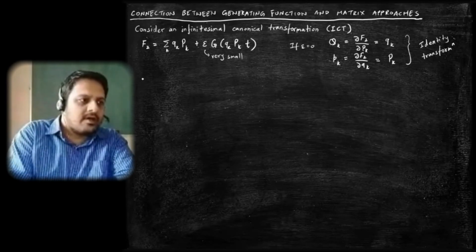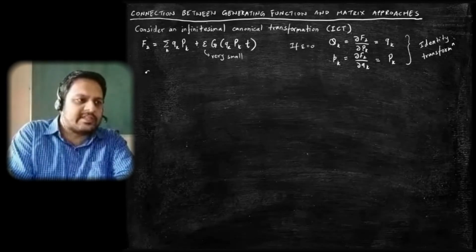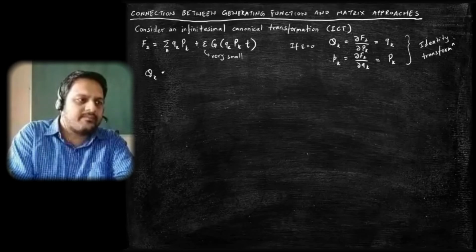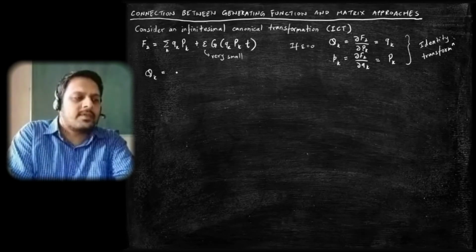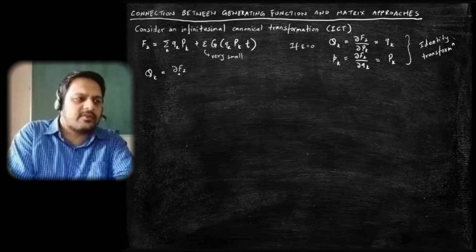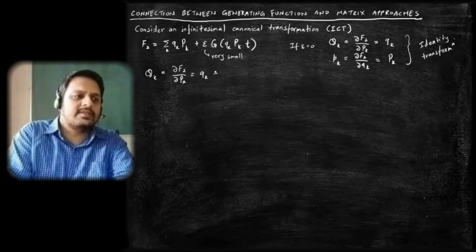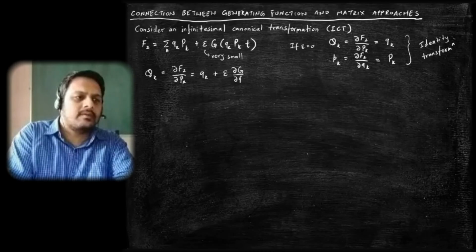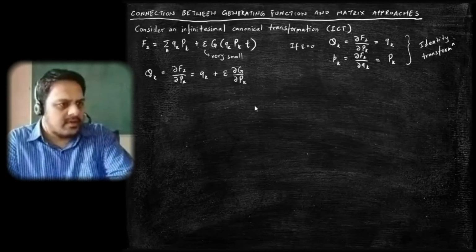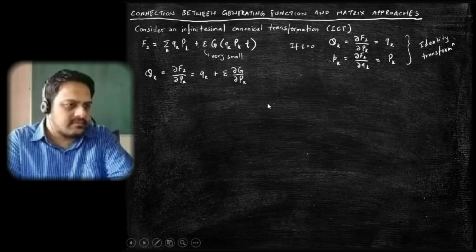Okay. If epsilon is non-zero, then what will be Qk? Quickly. Expression for Qk is daba F2 by daba capital Pk, which gives you, of course, qk plus epsilon times daba G by daba Pk. Agreed?